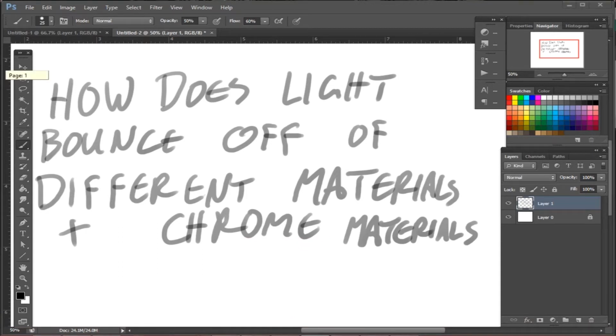Now, with most materials, light kind of bounces off them, kind of like this. I'll create an example from 3D Max, demonstrating how light bounces off of materials.